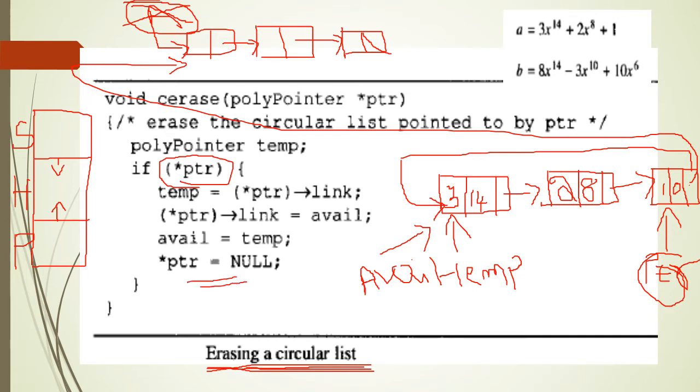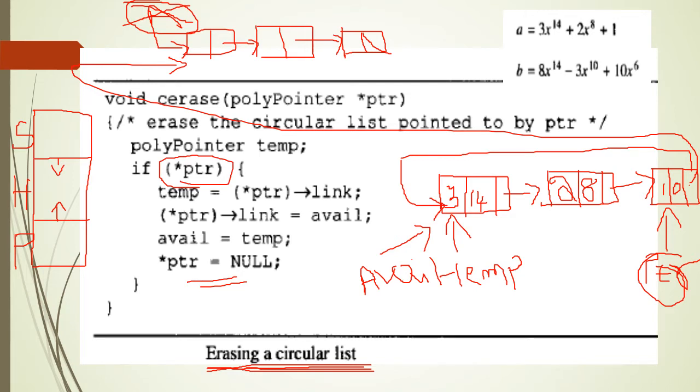Here avail means availability list. Whenever you create a node, your program will make use of the created nodes, and once the usage of the node is over, when you free that node, that means instead of deleting the node we are sending that node back to the heap, so that it will reduce the time required to create a new node.